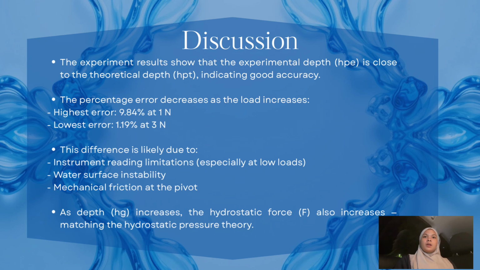Now, we explain the discussion. The experimental findings demonstrate a close correlation between the theoretical and experimental depth of the center of pressure. Other than that, the percentage error decreased with increasing applied weight, from 9.84% at 1 Newton to only 1.19% at 3 Newton. The discrepancy may be attributed to limitation in measurement precision, slight instability of the water surface, and possible friction at the pivot point of the apparatus.